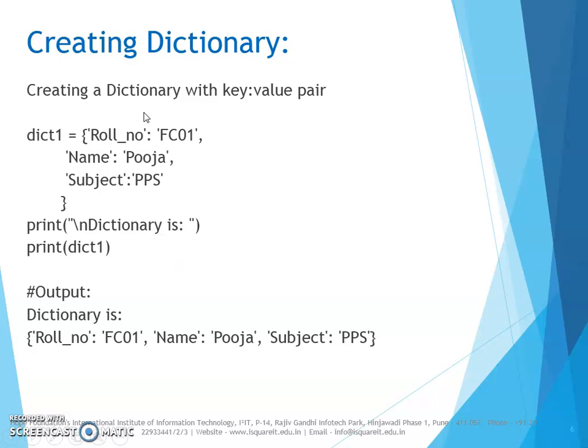Now how to create the dictionary with pairs, that is, key and its value. For example, we have the pair as roll number and the particular roll number as FC01. We have the second pair as name and Pooja, and the third pair as subject PPS. This we have written in curly brackets separated by commas. Now we want to print this dictionary, that is variable DICT1. So it will print roll number colon FC01, name Pooja, and subject PPS. So this is creation of a dictionary.